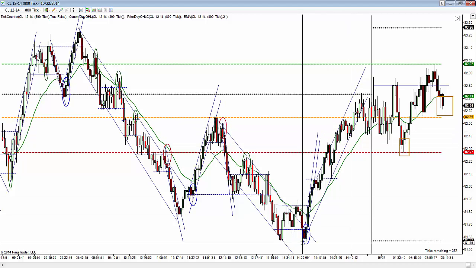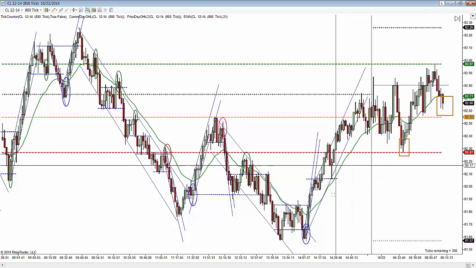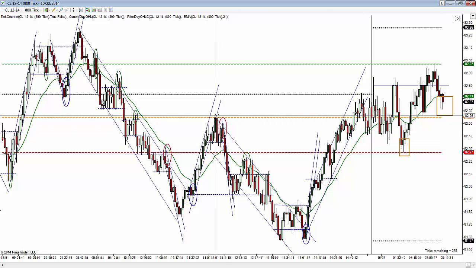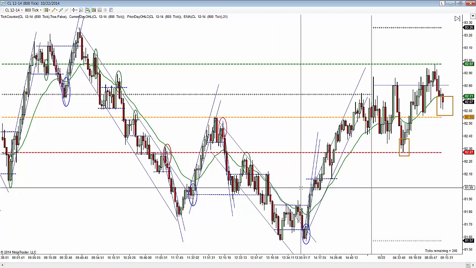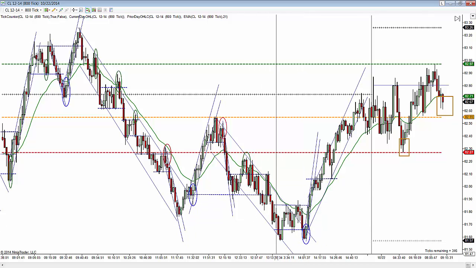It roared back over 100 ticks in the last half hour of trading. It took from basically noon, two hours, to head down here. It took less than half that time to roar back up here. So obviously, price was oversold at that point in time.